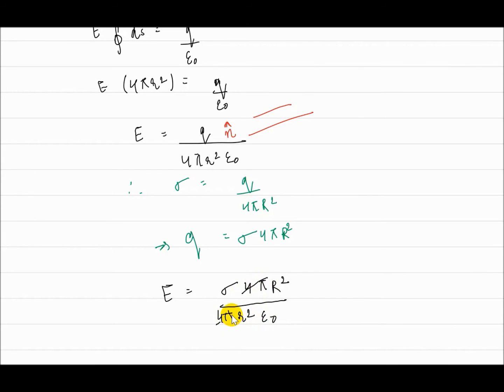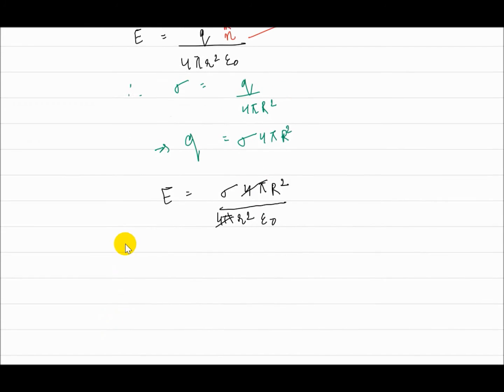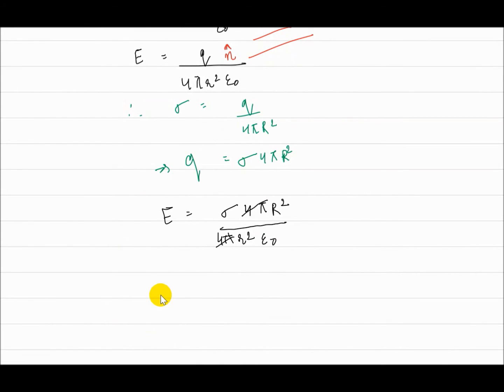4 pi and 4 pi get cancelled. So we get the electric field as E is equals to sigma capital R square upon r square epsilon naught. This is the electric field for outside of the sphere.